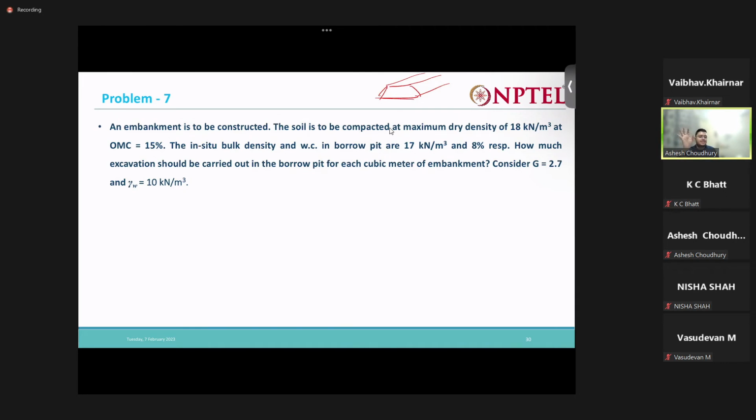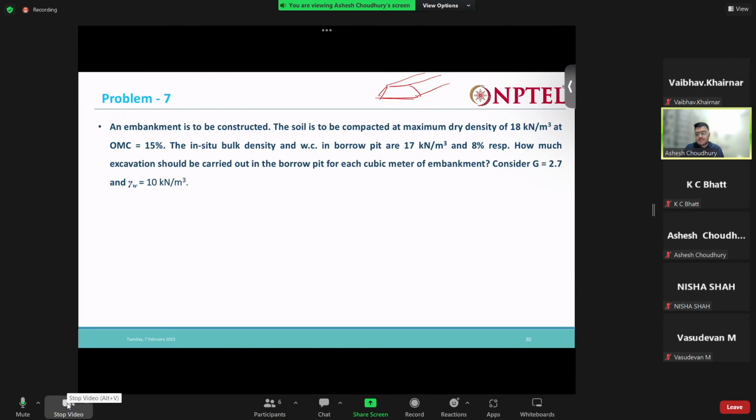We need to find this out so that we can calculate the number of trucks we need to bring the soil from there. This is generally how things are done in the field. We know at what density our embankment needs to be constructed. Using those values and the in situ values from where we are going to get the soil, we calculate the amount of soil that needs to be transported, and from there the cost of transportation and the number of trucks required. In this question, the G value, the specific gravity, is given, and the unit weight of water can be considered as 10. It's 9.81, but we can consider it 10 for simplicity. Now let us see how to solve this problem.